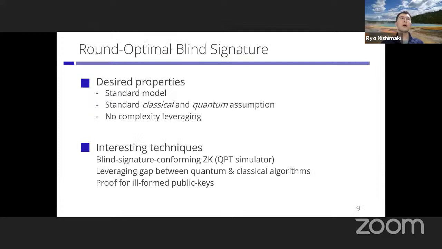This is a summary. We achieved the round optimal blind signature protocol by using standard classical and quantum assumptions. This protocol does not rely on any trusted setup, and we don't use complexity leveraging techniques. We introduced many interesting techniques for this protocol. That's it. Thank you.